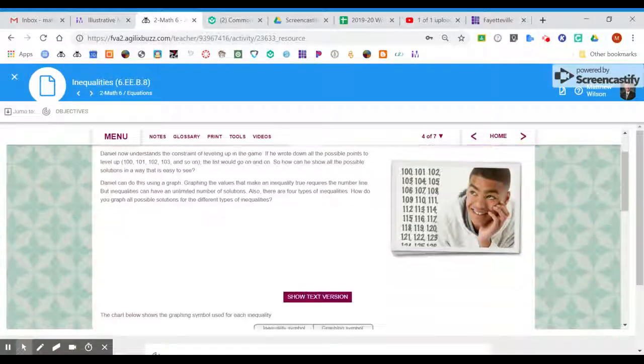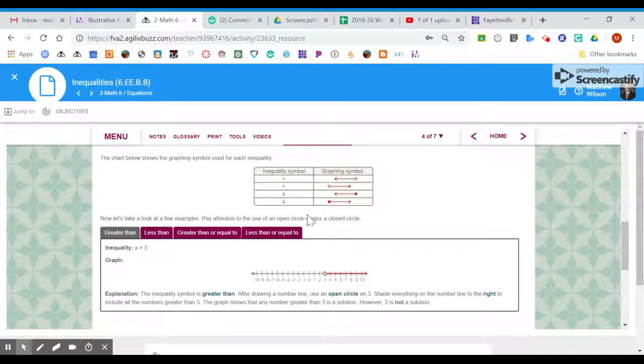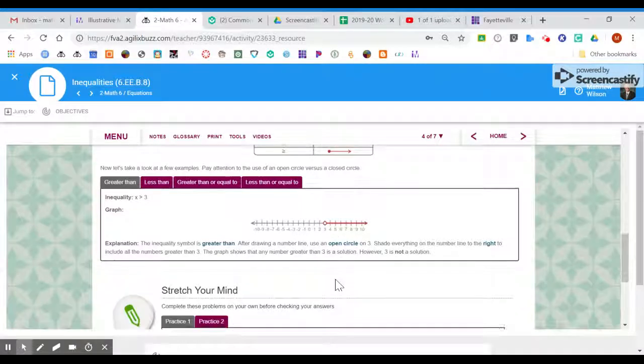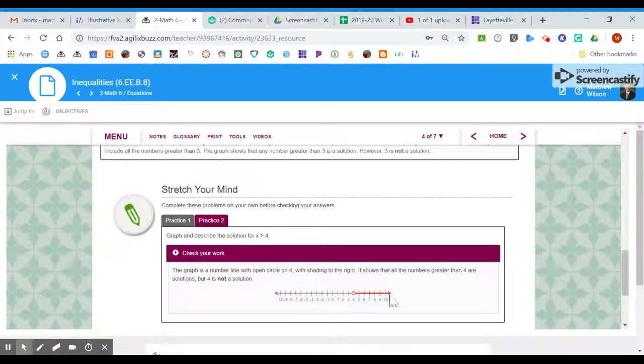So these are items and examples and videos in this lesson: what does an open circle mean? What does a closed circle mean in regard to the number line and how you would graph it? What does it look like? I want you to be able to tell me how to graph something correctly.